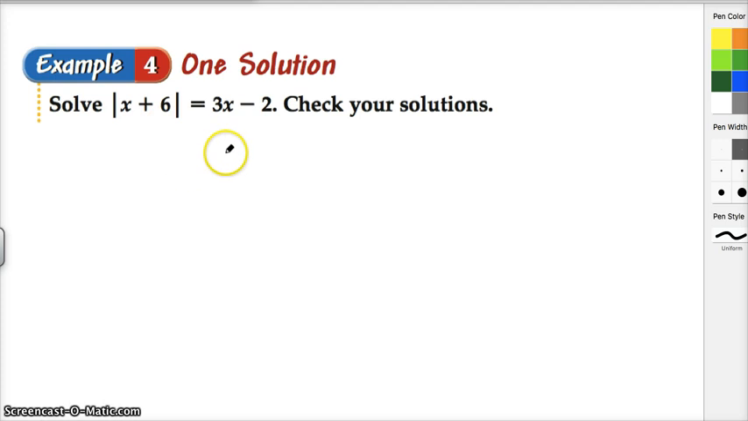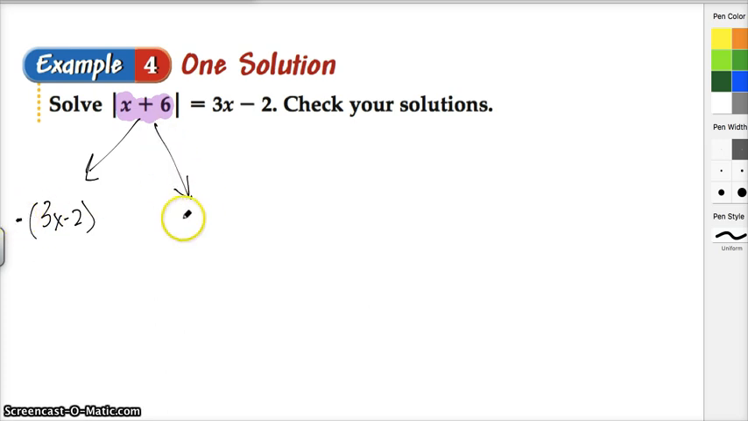Sometimes we will get situations with one solution. As we see in this problem, the absolute value is already isolated, which is pretty cool. So now we have to consider what this means. We said last time that when we have an absolute value situation, the thing inside here could either be the positive version of this answer or a negative version of this answer. So again, we have to think about those two possibilities. This could either be positive 3x minus 2 or negative 3x minus 2. I'm going to write the positive one over here to the right. So positive 3x minus 2 or negative 3x minus 2. That's what this can equal.